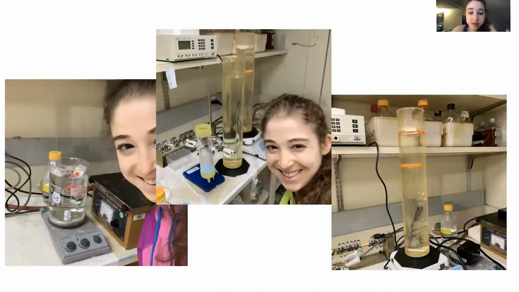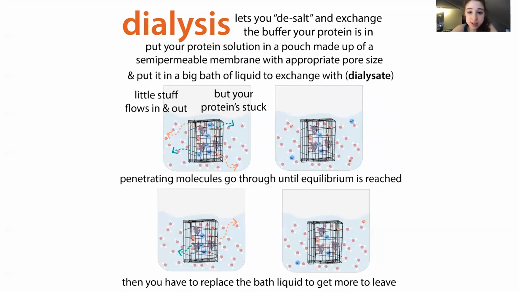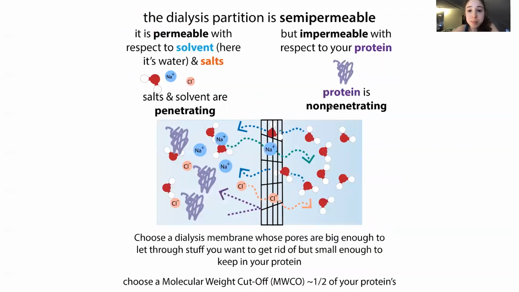I have a post on this the other day where basically you stick your protein in a little pouch, and then you can desalt it because your protein is stuck in this pouch, but these little things like the salts can flow through. And so the membrane is going to be permeable with respect to the solvent and the salts, but impermeable with respect to the protein. So in this case, our membrane is not just that simple case of a membrane that only lets through our solvent.